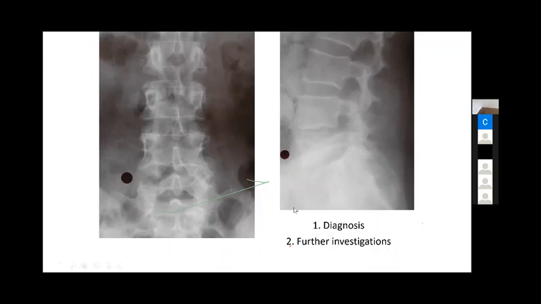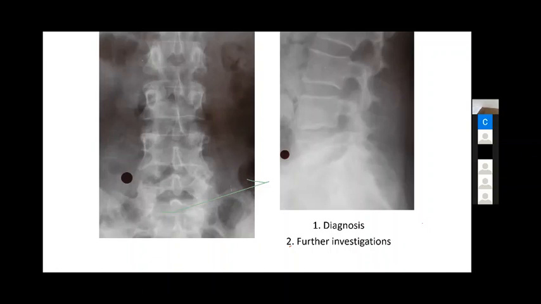Further investigations, what do you do? MRI. So MRI and any bloods. Then prostate specific antigen. Bence Jones protein. Yeah, prostate specific antigen. So you do all the screening for your metastatic lesions and prostate specific antigen.